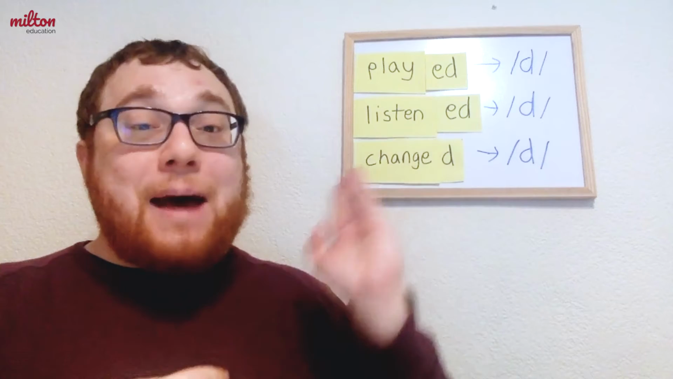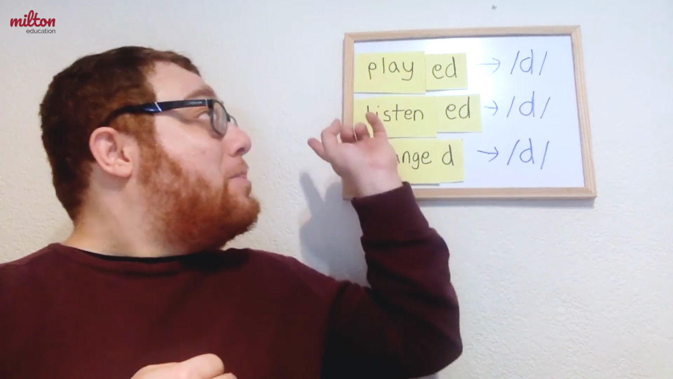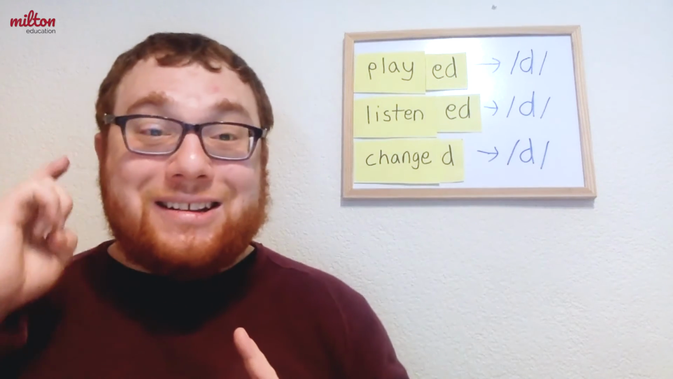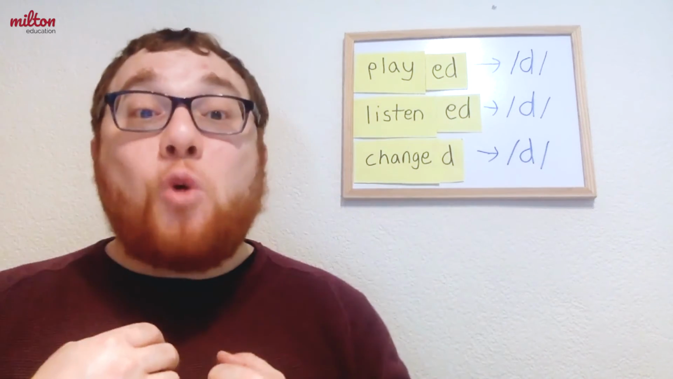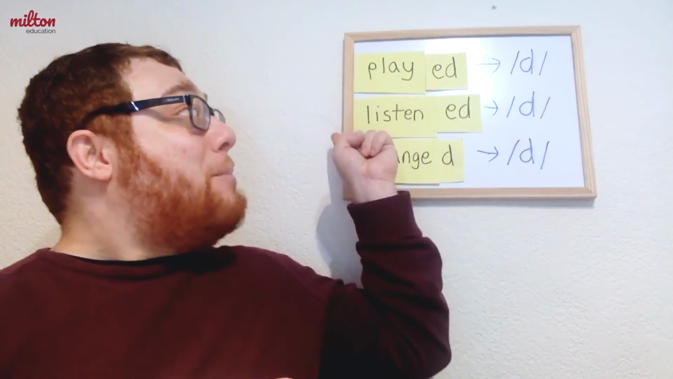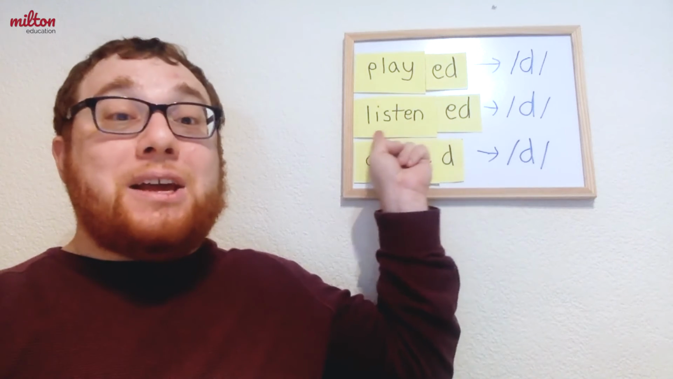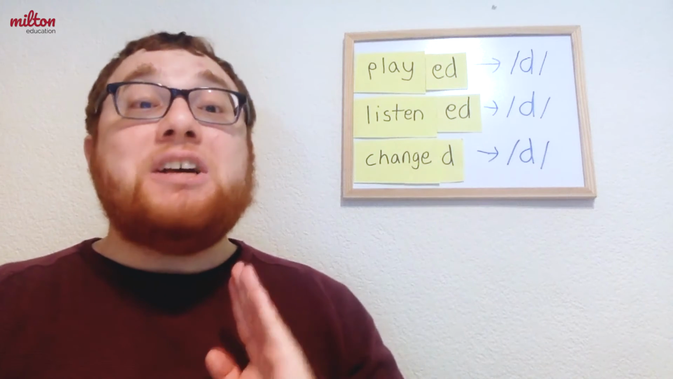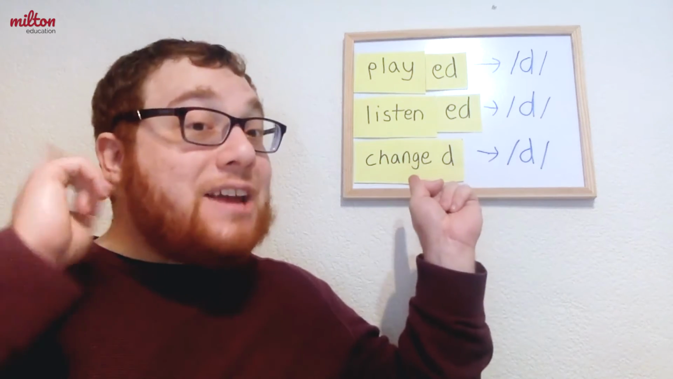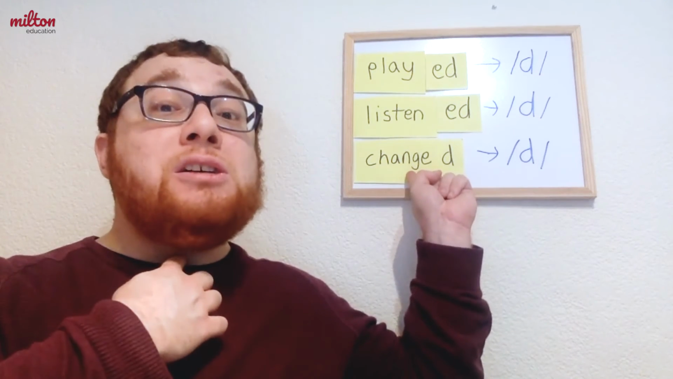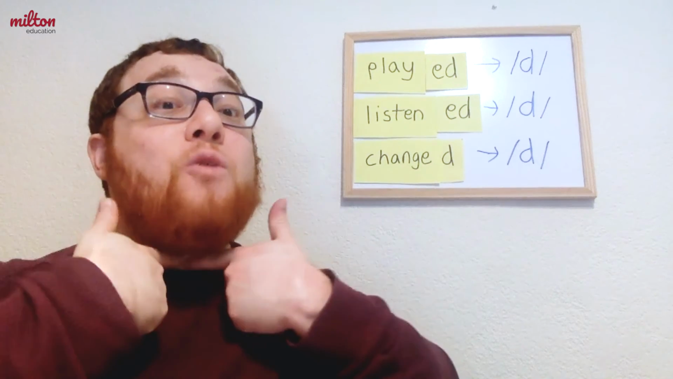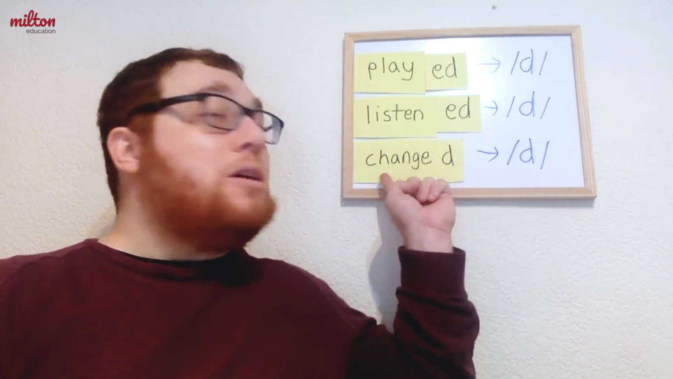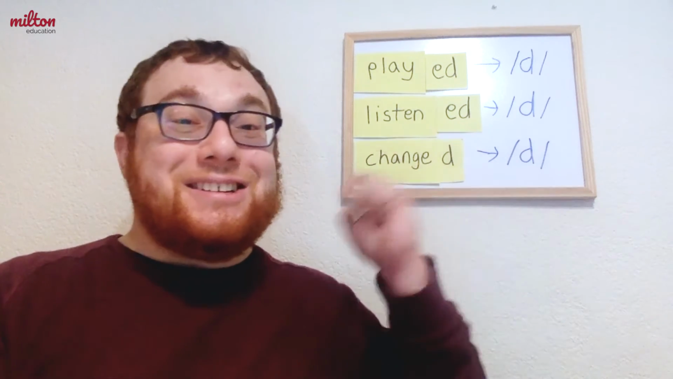The same thing happens with listen. Listen has a n sound. The n is a voiced sound. So in the past, listen becomes listened. Finally, we have change. The final sound is j. J is a voiced sound. So in the past simple tense, change becomes changed.